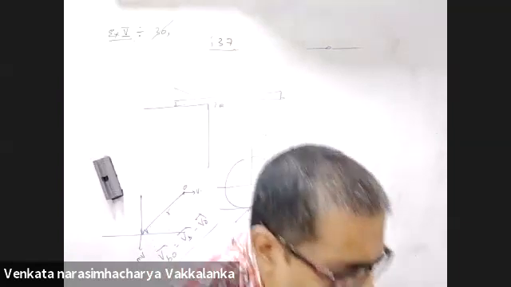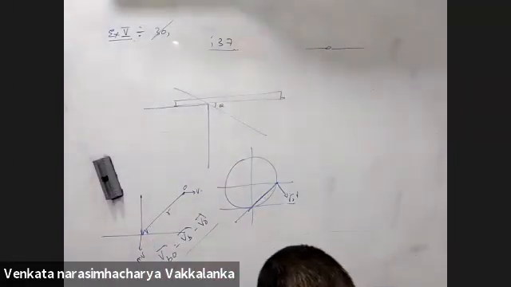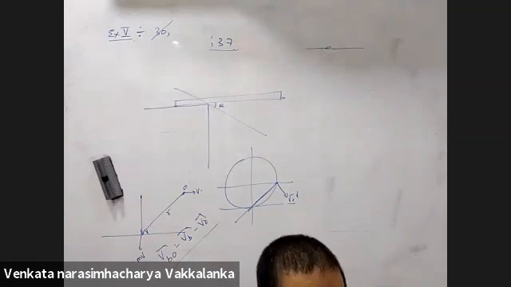Sir, for 37, why can't we resolve the velocity? You will have to resolve the velocity too. You are taking √2v, right? √2v is the net resultant velocity.